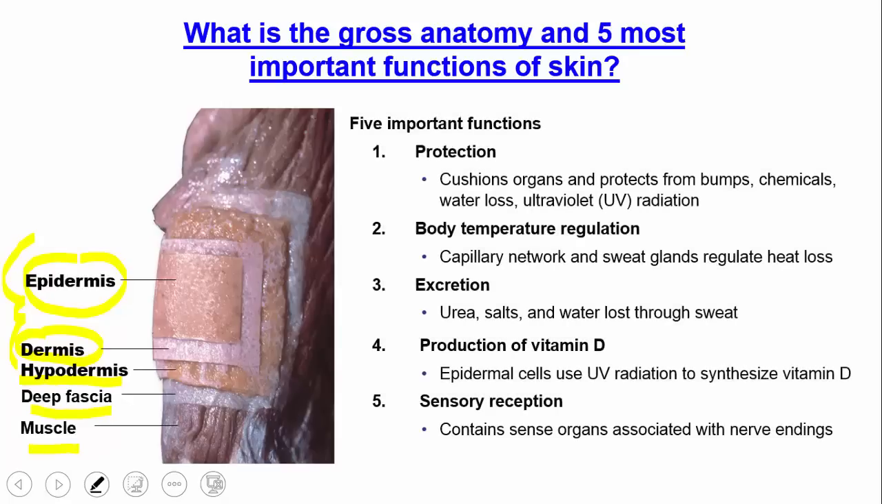If we zoom in a little and ask what the 5 important functions of this system are: 1 is protection. 2 is to regulate body temperature. The third one is excretion of salts, the water we lose through sweat. The fourth one is production of vitamin D. When the epidermal cells are exposed to UV radiation, they synthesize vitamin D, which is very important in calcium absorption. Then the last one, when you combine it with the nervous system, is sensory reception.